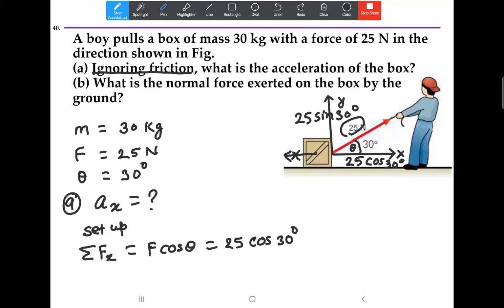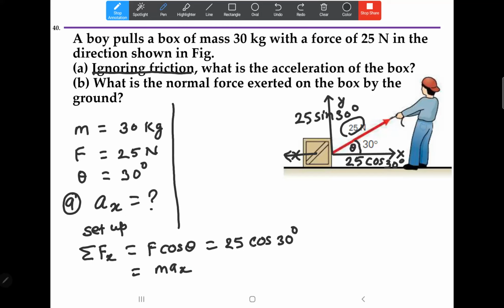Now you can set this equal to m a_x. The mass of this box is m, and the acceleration along the x-axis is a_x. The total force is equal to ma; this is Newton's second law, F is equal to ma. Because motion is along the x-axis, we write the x-acceleration as a_x. Now the next step is execute. Now we have to solve.